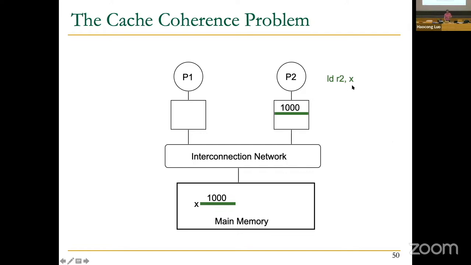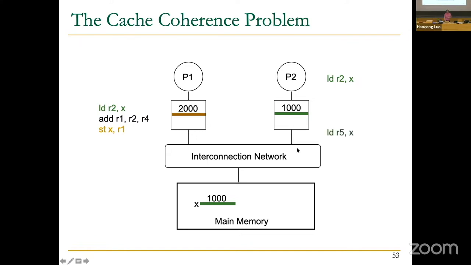Okay, so basically, location X gets cached in this cache. And let's assume that processor 1 does the same thing. It loads X into its own R2, and this location gets cached over here. And then processor 1 does something else. It updates location X, and this update gets reflected in the cache. It's a write-back cache, let's say. Now you have inconsistency. Main memory is not updated, and this cache is not updated.